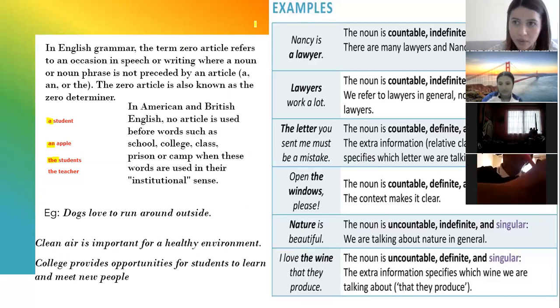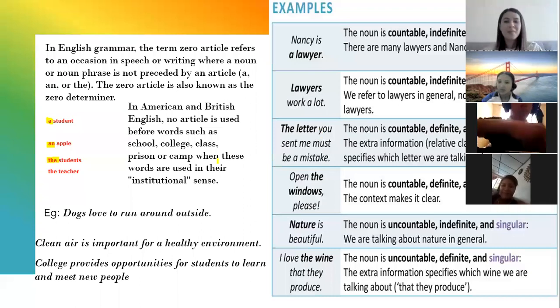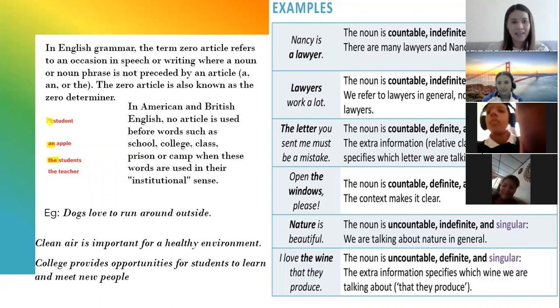Okay, turn on your volume. Okay. But, okay, I know you're clear, Daniela, está clara how to use a, an, and the.